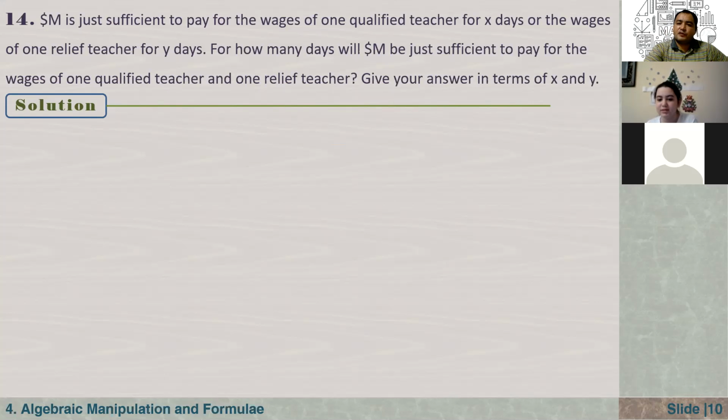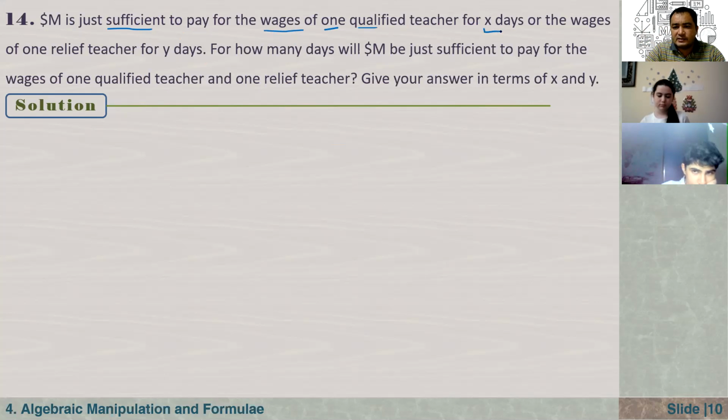No. It's like, for example, at schools, at universities, usually we have different types of teachers, right? We have full-time teacher, permanent teacher, maybe part-time teacher. It is something like this. Here it's saying that we have $M in our budget, and it says that it's sufficient. Sufficient means enough, right? To pay for the wage. Wage means salary of one qualified teacher for X days. Again, imagine that, for example, your $M is, let's say, $1,000, and you have a qualified teacher, and his salary is $500. So for how many months can we use this money?